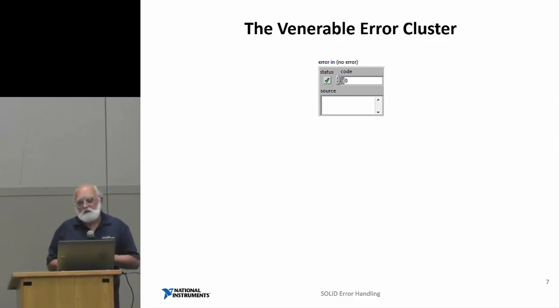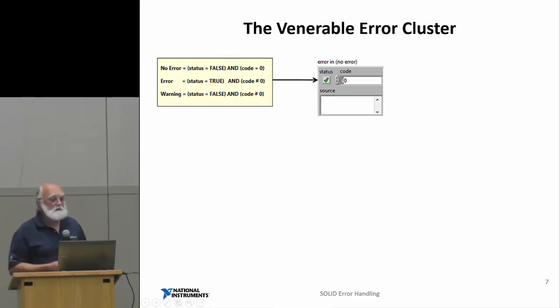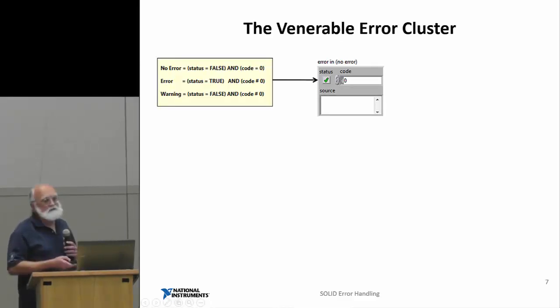So what we've got in LabVIEW. This is one of the most used features in LabVIEW, the error cluster. Everybody knows this. Everybody uses this, hopefully. And many people hate it because it's not scalable. What it has is it encodes three states: error, no error, and warning. That's simple, that's a Boolean.